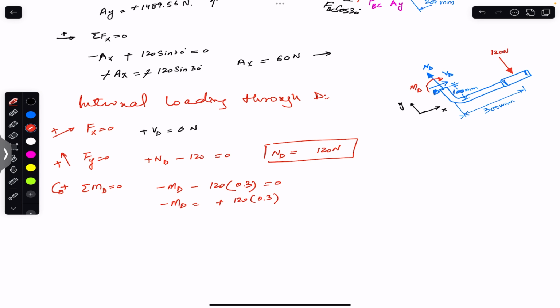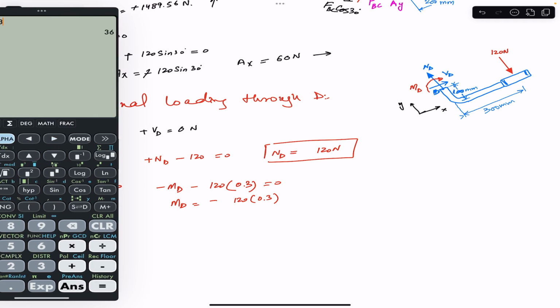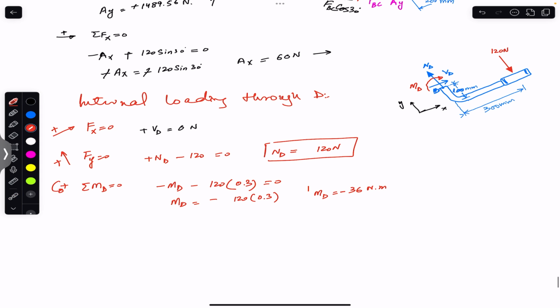If you multiply both sides with a minus sign, this will become positive, this will become negative. So 120 into 0.3 gives us 36. So MD is equal to 36 Newton meter. We got the minus sign, so this means that MD, the internal bending moment at the cross section through D, is in the counterclockwise direction. So MD is equal to 36 Newton meter, and it is in the counterclockwise direction.